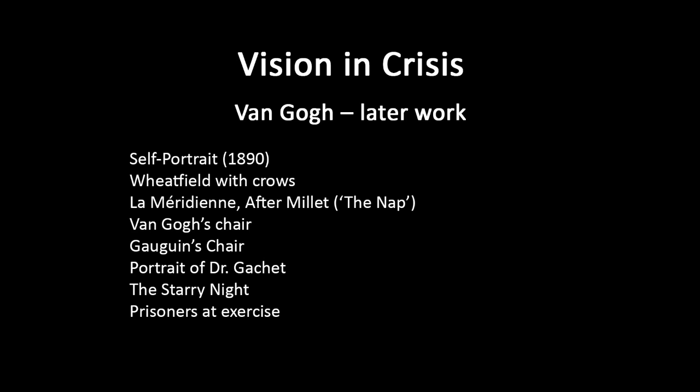Well, a very important part of Van Gogh's work, and I've actually delayed introducing it till now, is his self-portraiture. Self-portrait from May 1890, so this is a self-portrait from towards the end of his life. It's the last real self-portrait, I think.